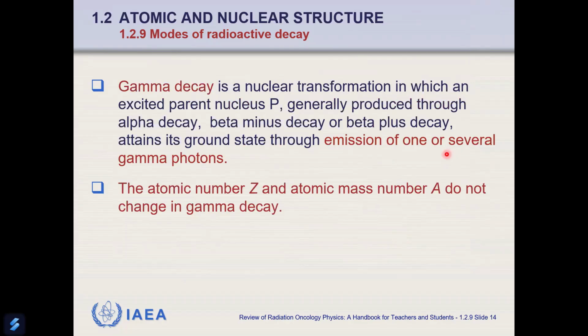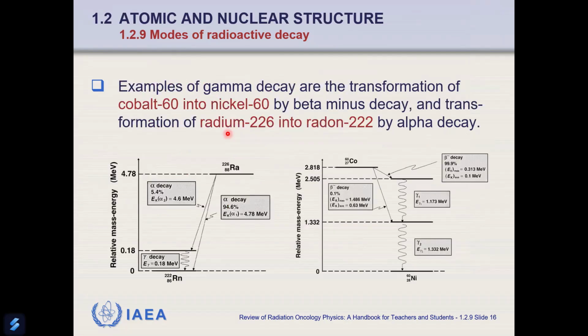How about gamma decay? Gamma decay is a nuclear decay in which a parent is produced. We can produce gamma rays from alpha decay, beta minus decay, or beta plus decay. As examples of gamma decay, we can have cobalt-60. Remember, I gave you an example of how cobalt-60 is formed: it is formed by neutron bombardment of cobalt-59 in a nuclear reactor. Cobalt-60 is unstable, so it decays into nickel-60. You have cobalt-59 being bombarded, you get cobalt-60, which decays naturally into nickel-60 by beta minus decay.